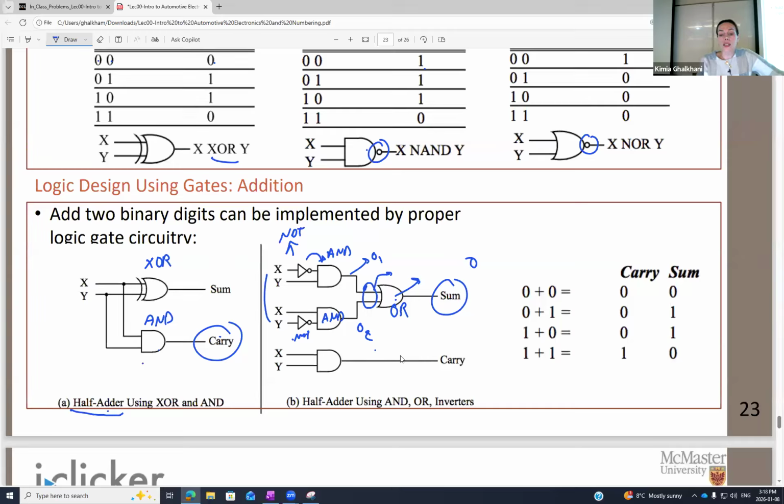So this is a half adder using XOR and AND. This is a half adder using AND, OR, and NOT or invert. NOT or invert is the same thing. We can even call it invert. This is the same as NOT. Make sense?